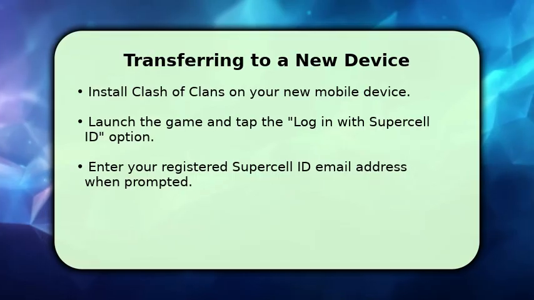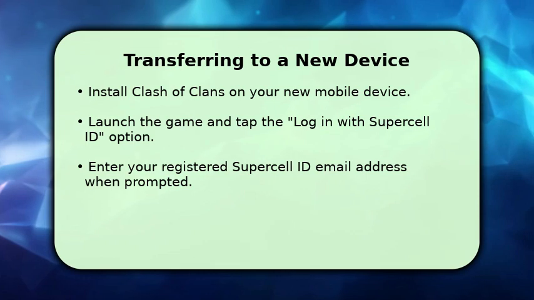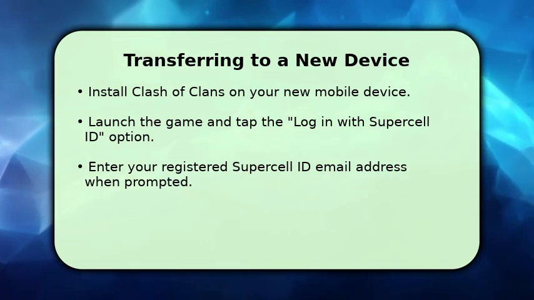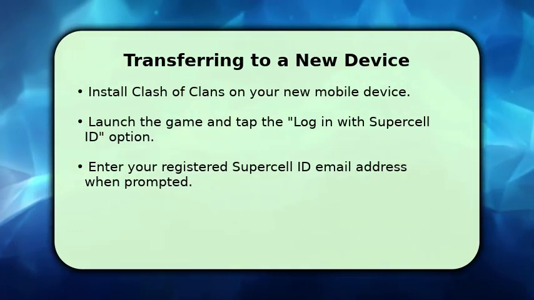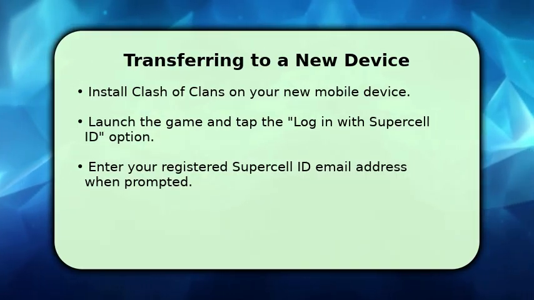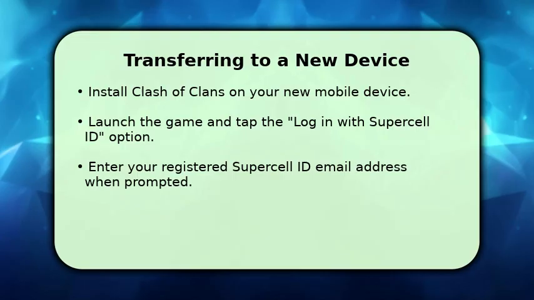Once your account is linked, transferring to a new device is simple. First, download and install Clash of Clans on your new phone or tablet. When you open the game, you'll see an option to log in with Supercell ID. Tap this, then enter the email address associated with your Supercell ID. A new 6-digit verification code will be sent to that email. Enter this code into the game, and your beloved village will load right up, ready for action.